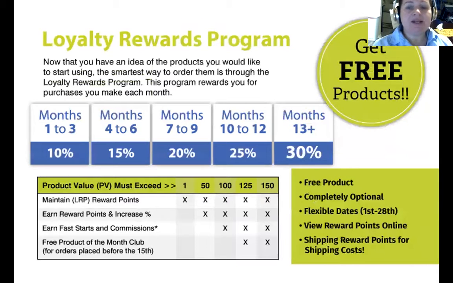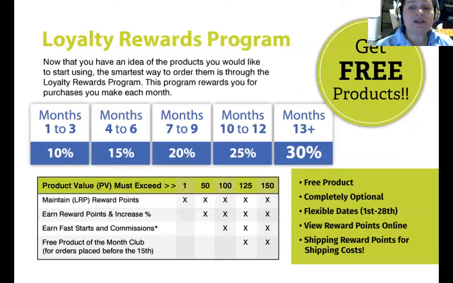All right, so now that you have an idea of the products you would like to start using, the smartest way to order them is through the loyalty reward program. This program basically rewards you for purchases you make each month, and I always recommend it for people that know they would like to order the oils regularly. You don't have to place a big order. It can be one item a month to maintain the loyalty reward program and keep receiving points back towards free oils in the future. And who doesn't like free stuff, right?